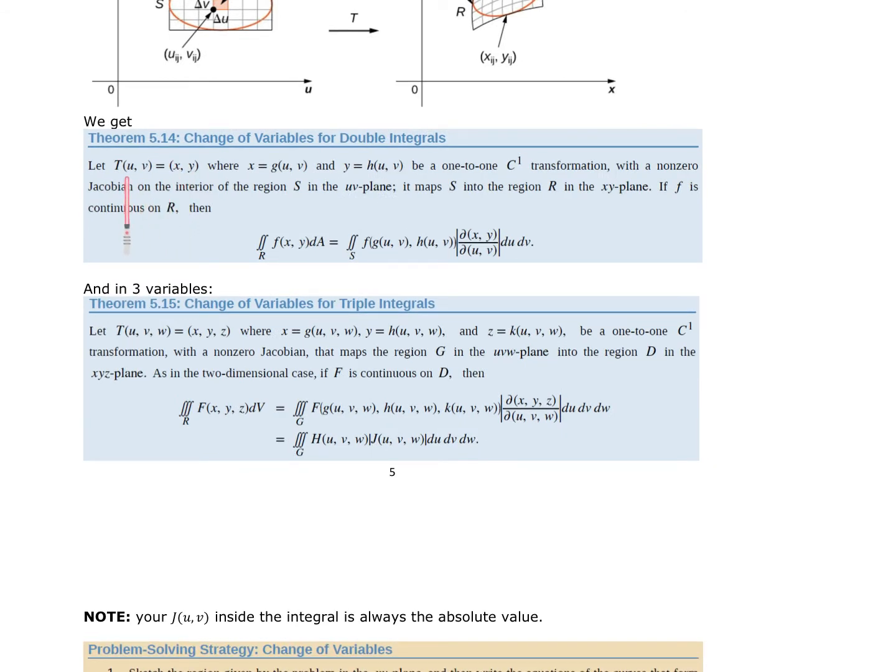If I have some transformation from uv into xy, where x is a function of u and v and y is a function of u and v, is 1-to-1, and it has continuous partial derivatives with a non-zero Jacobian on the interior of the region S. It maps S into the region R in the xy plane. If F is continuous on R, then we end up with this, which is most of the time much easier. In 3 space, we end up with this.